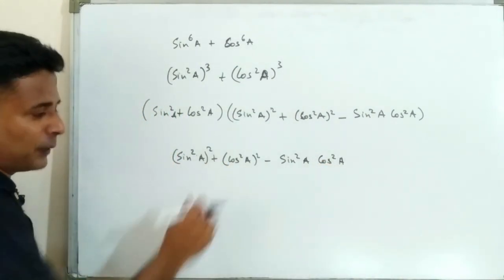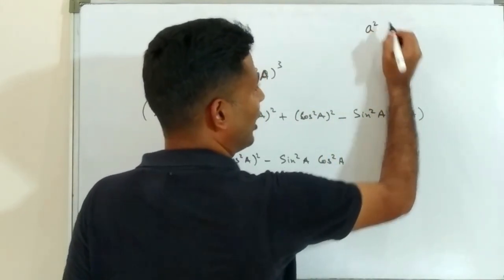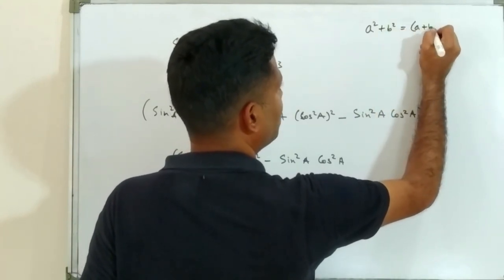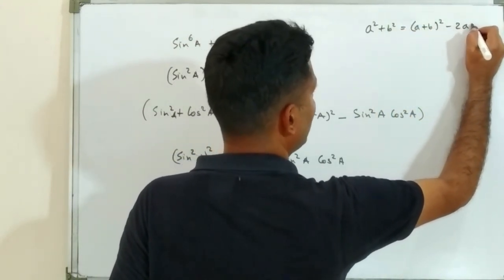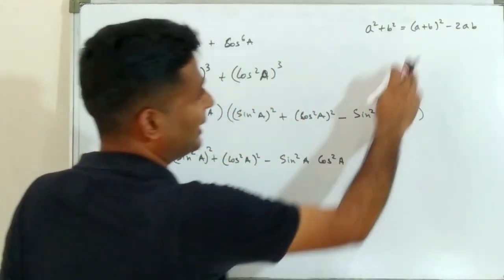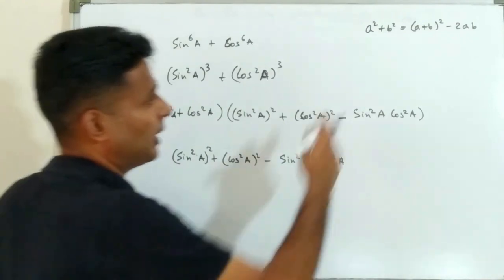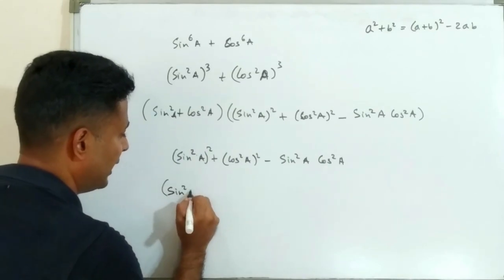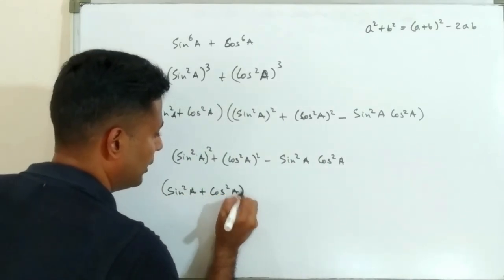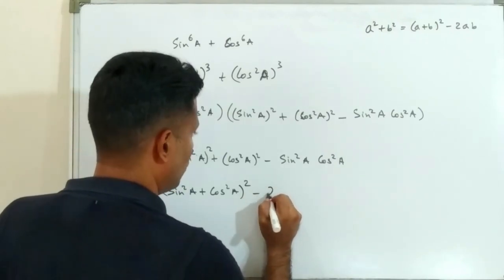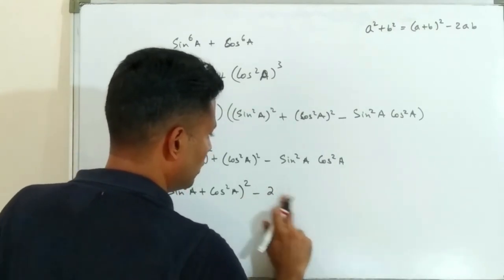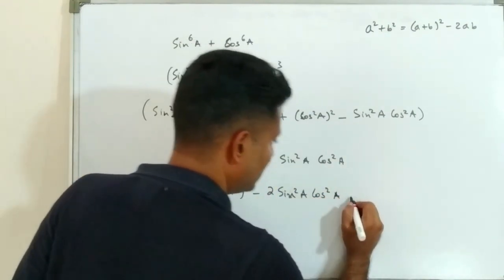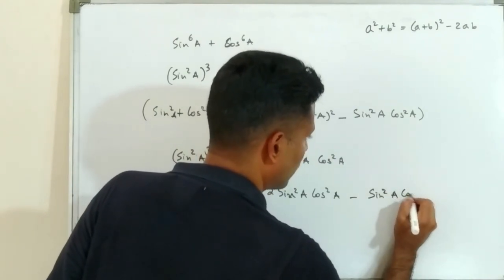Now this is of the form a square plus b square. If you remember, I had given you in one of the previous modules this formula: a square plus b square equals a plus b whole square minus 2ab. Similarly, you can also use a minus b whole square plus 2ab, but I'll use this one because what I'll get is sin square a plus cos square a whole square minus 2 sin square a cos square a minus sin square a cos square a.